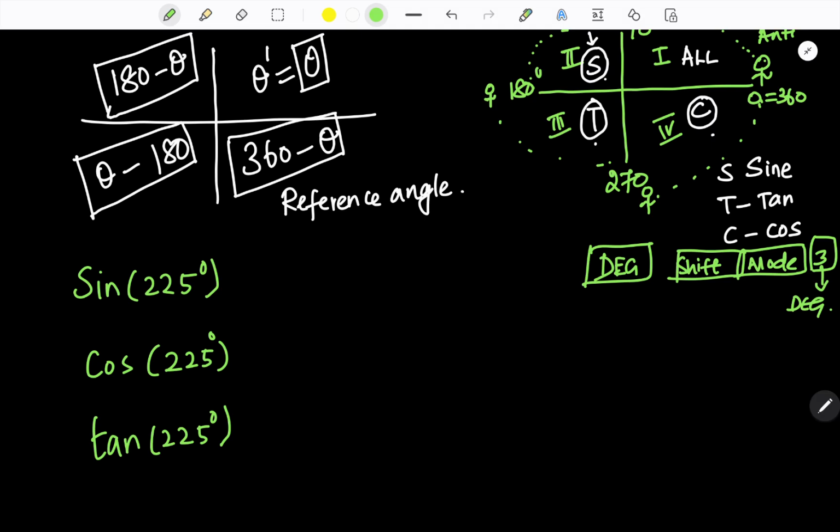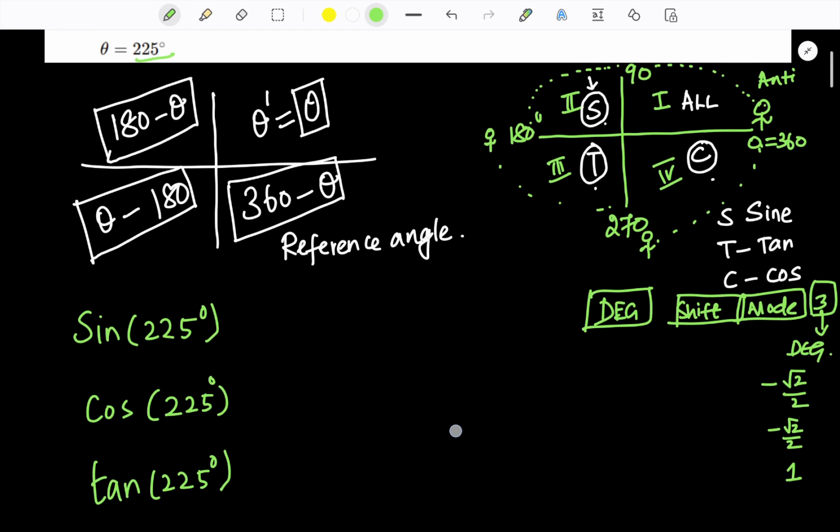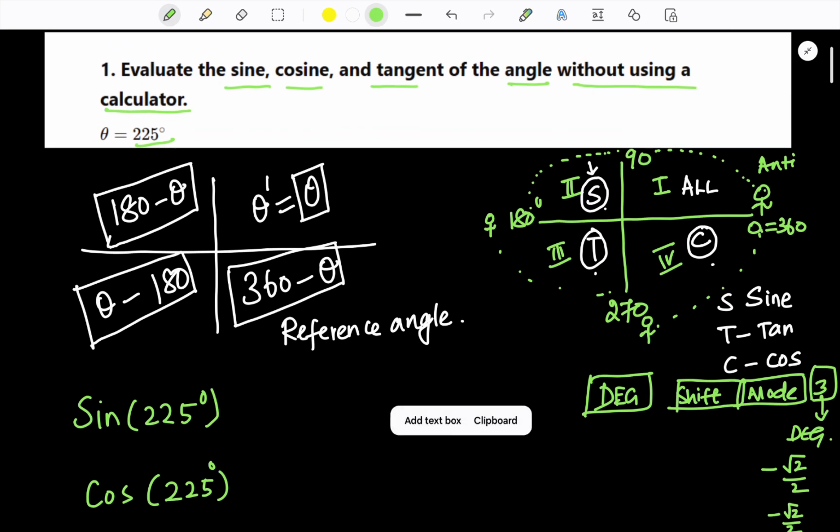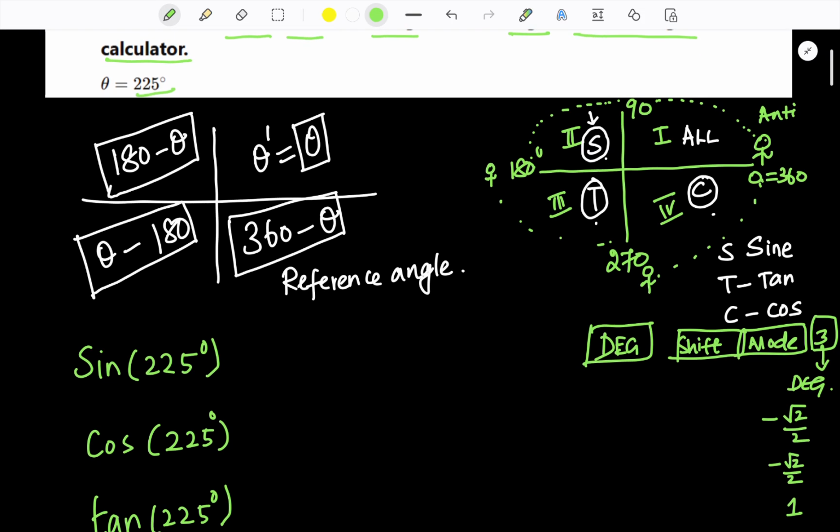So just put into the calculator sine 225 degree, which is equal to minus root 2 by 2. Then you put cosine 225 degree in the calculator, minus root 2 by 2. Then tan 225 degree. Put it in the calculator and you get the answer 1. But this is only for checking your answers. If you directly write the answer, the teachers won't give marks because they clearly told you to solve this question without using the calculator.